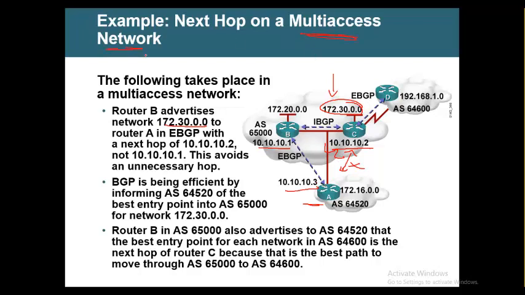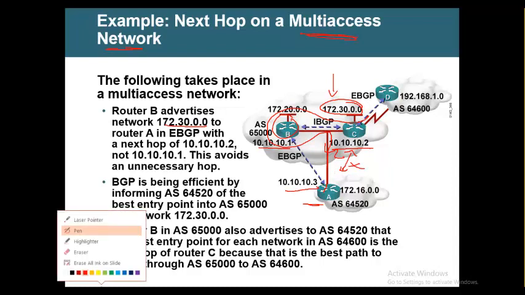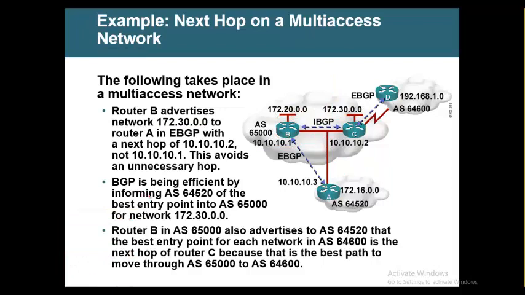In a multi-access network, the original source, even if it is not a neighbor, will still be the next hop. Why? If this one were the next hop, then the packet has to go like this and take a U-turn and go like this. It's not good. So to avoid such unnecessary hops, BGP is designed to be efficient.